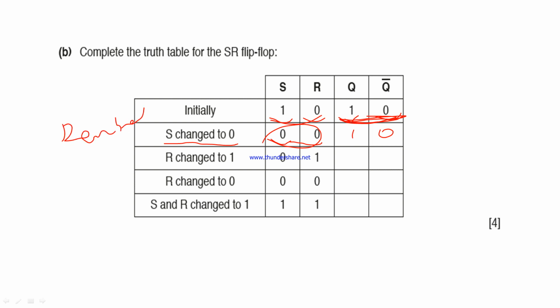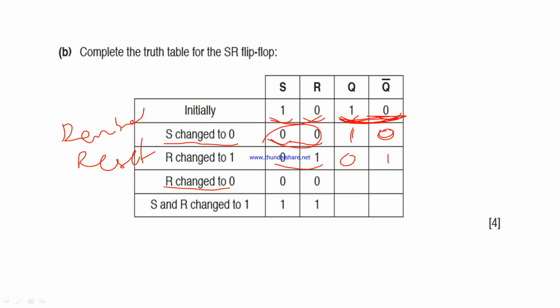Okay, we have remembered this state. We have kept Q and Q dash the same. Now, next state is what? We have changed R. Now it is 0, 1. So what is 0, 1? 0, 1 is our reset state. Reset means Q is 0 and Q dash will be 1. This is our reset state.